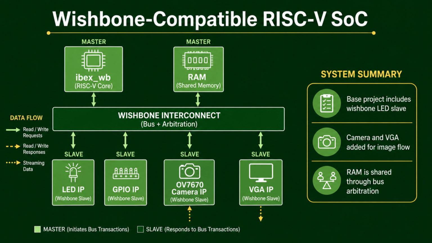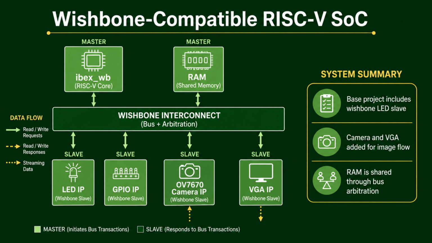Now we can move from a standalone processor to a complete RISC-V system on chip. The basic Ibex implementation does not provide the complete peripheral structure required for our image processing system. Therefore, a Wishbone-compatible version of the core is integrated into a shared bus architecture.